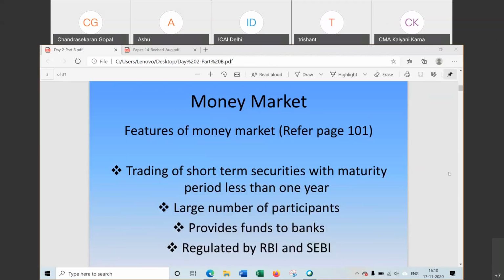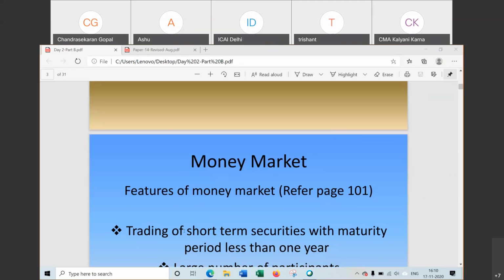Page 45, Z score. Okay, I will try to share the link. I will find the link and share. Z score page 45.